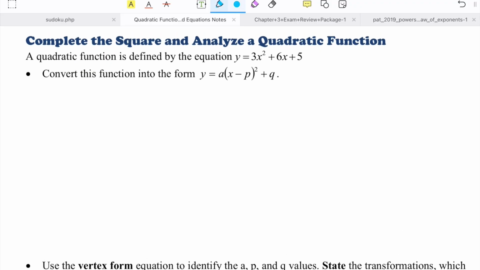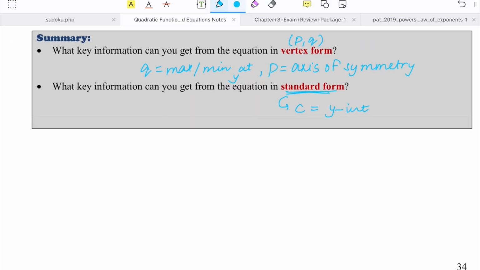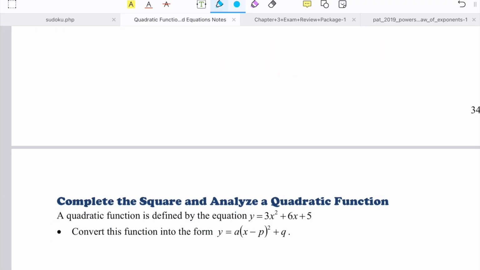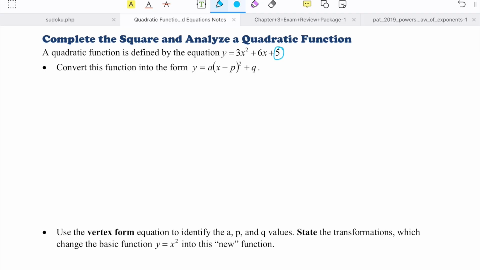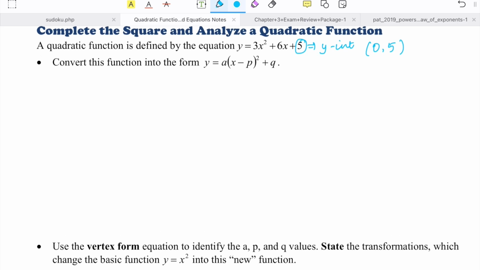So looking at the standard form, what do I know? The y-intercept is (0, 5). Okay, now we're going to convert this into vertex form. Always check my leading coefficient, which is 3, not equal to 1. So I have to factor it out: 3 times (x squared plus 2x) plus 5. Now I'll complete the square.